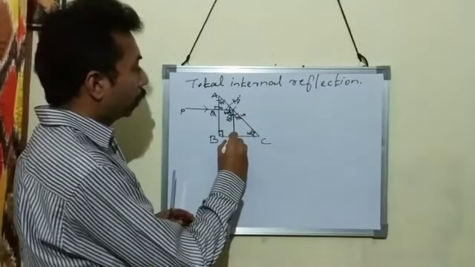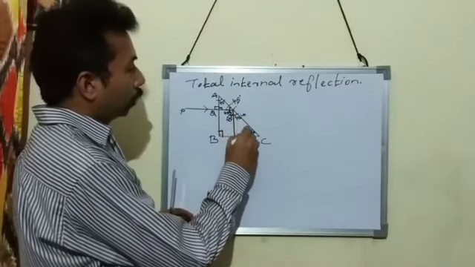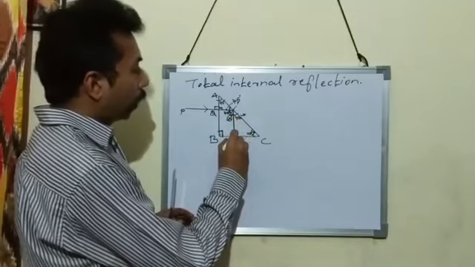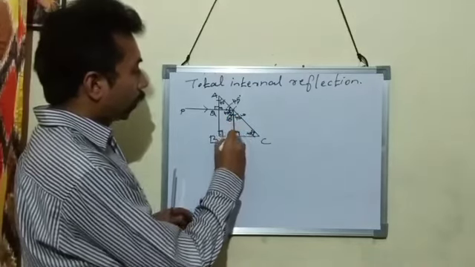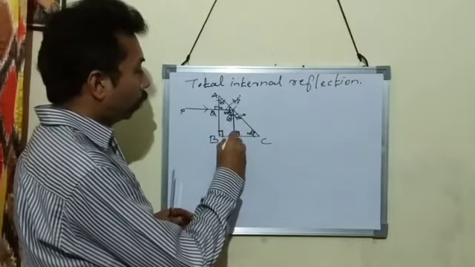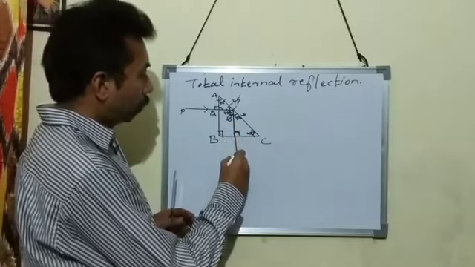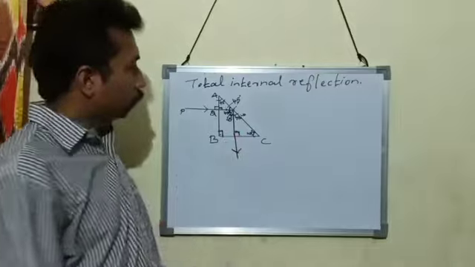Then what is the magnitude of this angle? In this small triangle we apply the angle sum property. Then it will come as 90 degrees, meaning the ray is striking surface BC normally, so it will come out undeviated. So this is the ray diagram.